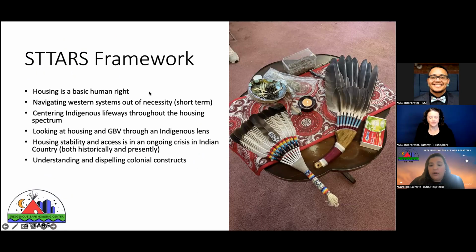This is our framework. I'm not going to go through all of it. I am going to hit on two things though. The first, of course, is that we believe that housing is a basic human right. And the second is that housing stability and access in Indian country has to really be understood as an ongoing crisis, one that is both historical and present. And that has to do with a ton of different federal acts that we're not going to get into today, but if you're interested in it, you could do a little research around the Dawes Act and the Homestead Act.